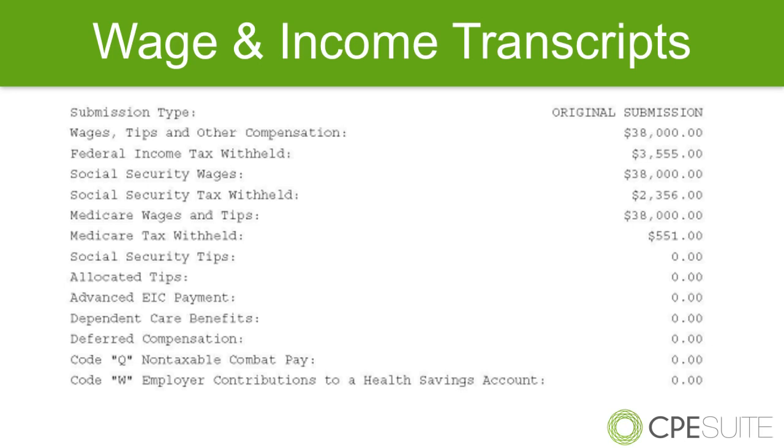You can tell whether it's an original or whether it is corrected. It'll give you all the withholding, Social Security, Medicare. If it is a tipped employee, it'll give you allocated tips as well. For somebody that received advance earned income credit payments, you'll see that on here. And then, as you can see, it'll also have deferred compensation and all the codes. And the very bottom of this is the rest of the codes and their values.